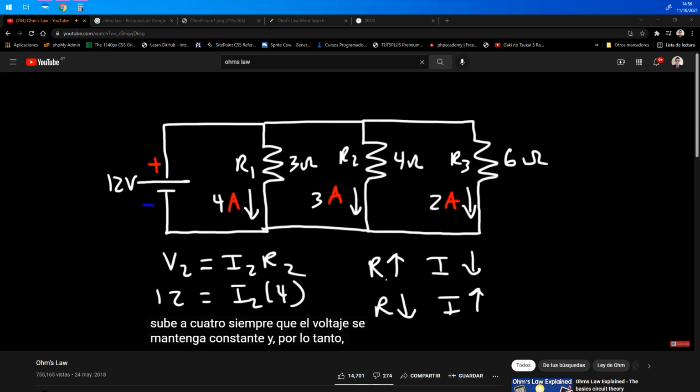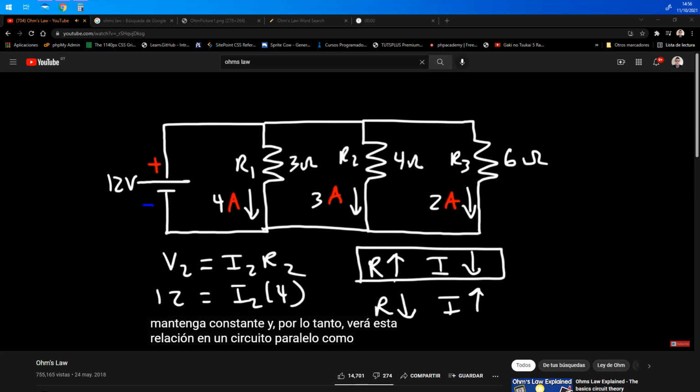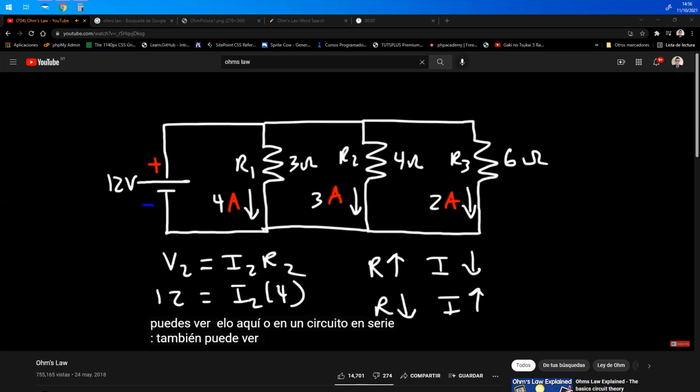And so you'll see this relationship in a parallel circuit, as you can see it here. Or in a series circuit too. You can see that relationship there as well.